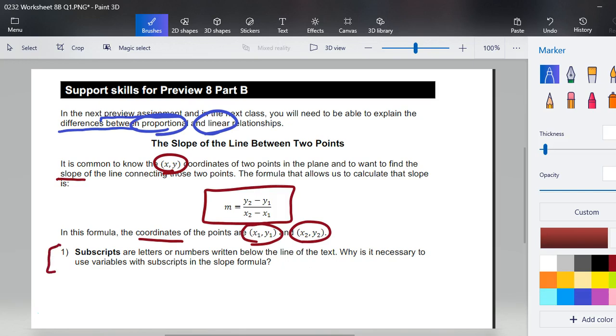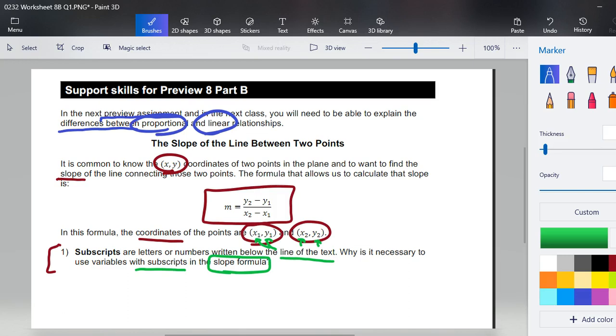Question 1. Subscripts are letters or numbers written below the line of the text, like these that you see right here. The little 2 and the little 1. Why is it necessary to use variables with subscripts in the slope formula? If you haven't already, hit pause and answer this question, write down an answer, and then come back and let's work through this together.